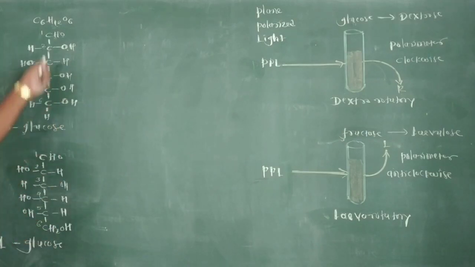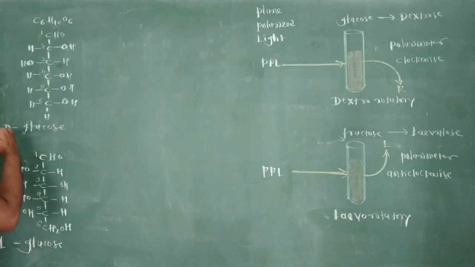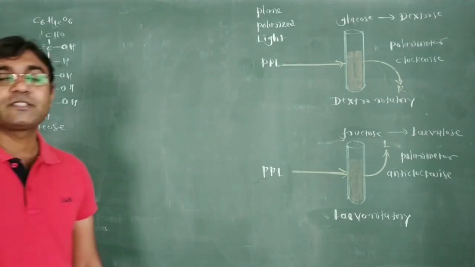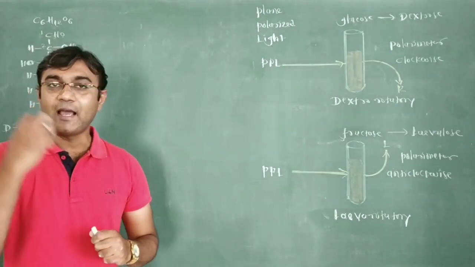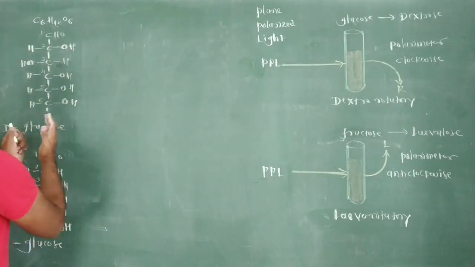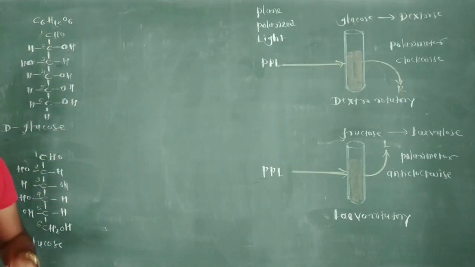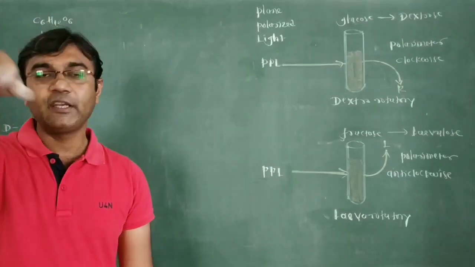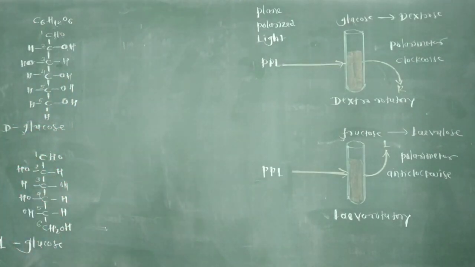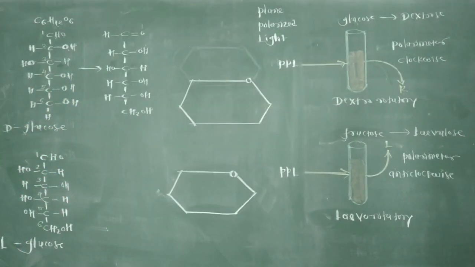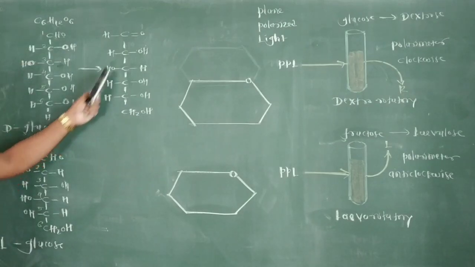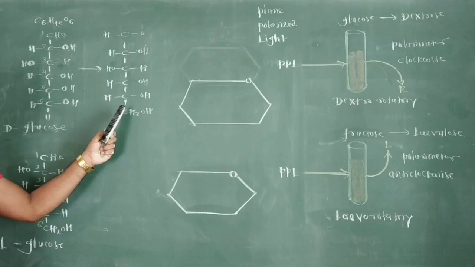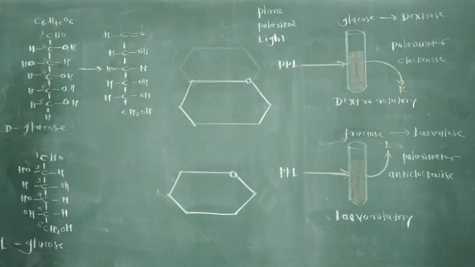Now this is the linear structure of glucose: this is D-glucose and this is L-glucose. In our syllabus we most often use D-glucose, dextrorotatory glucose. Now we go on to learn how the linear structure is modified into the ring structure. This is the original D-glucose, and now we make the changes to convert the linear form into the ring form.